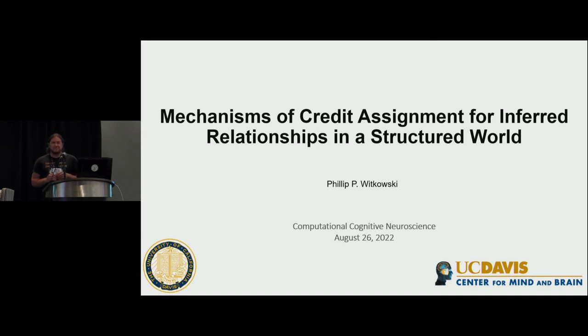Hi, everybody. I'm Phillip Witkowski. I'm a graduate student at the University of California Davis Center for Mind and Brain. Today, I'm going to be talking to you about work that I've been doing to illuminate the neural mechanisms of credit assignment, specifically looking at the ways in which we can infer choice outcome relationships from knowing the relational structure of our environment. I'm really excited to present this because I think this research touches on a really important point of how we learn about causal relationships in complex and structured environments.